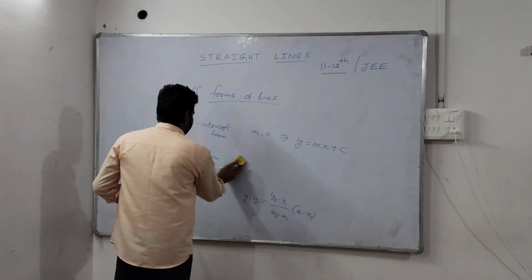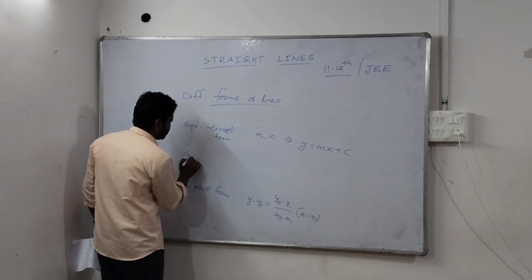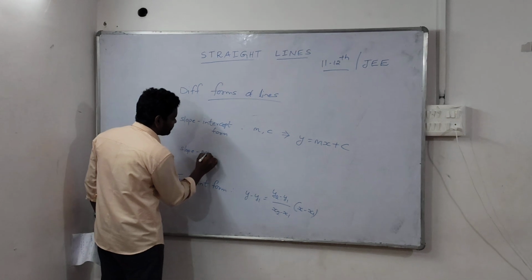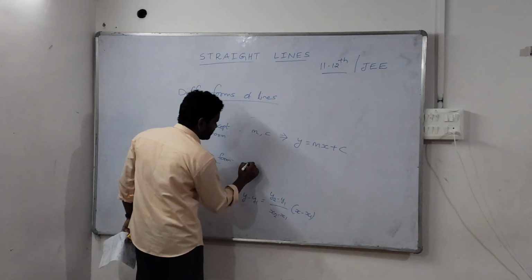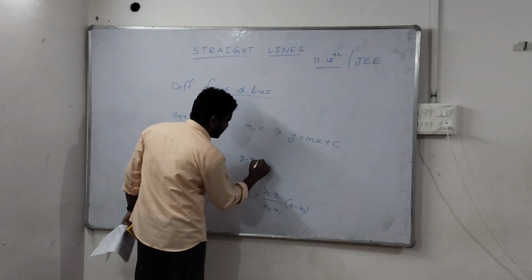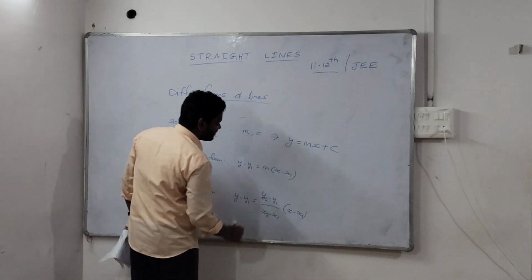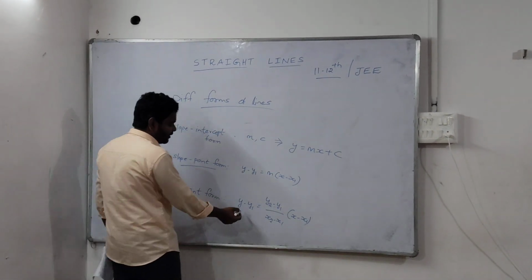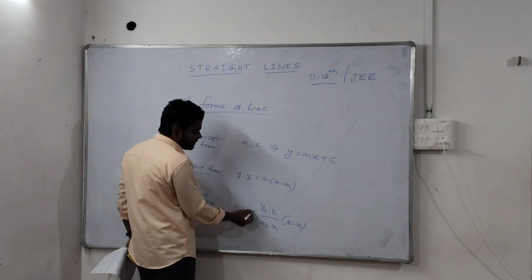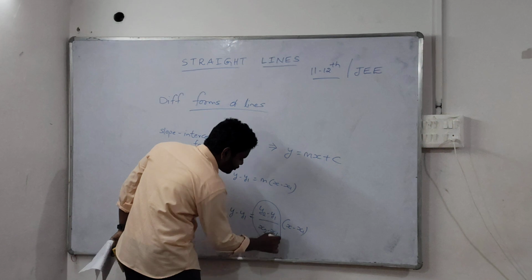Slope. Here we can write one slope point form. Slope point form is given by y minus y1 equal to m into x minus x1, and two-point form is given by y minus y1 equal to y2 minus y1 by x2 minus x1, which is nothing but the slope.